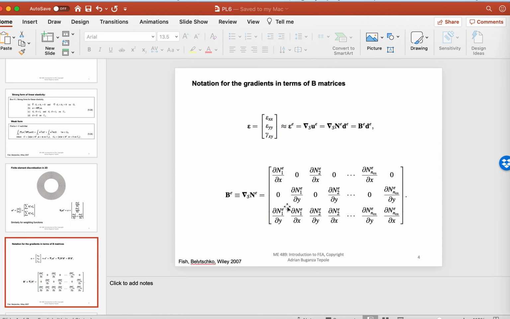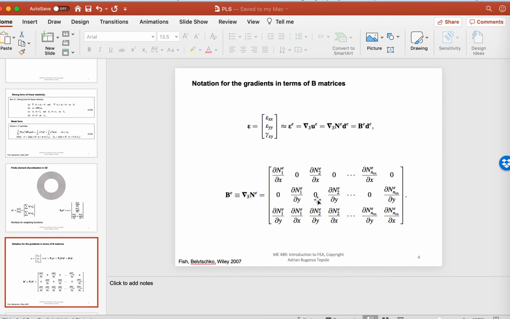The B matrix that I introduced, which has the gradients of the displacements, or basically the strains, also stays the same. If you remember, I wrote this a few lectures ago. Basically, you have 3 rows and then twice as many columns as the number of nodes per element. So you have, for example, the derivative of N1 with respect to x, 0, derivative of N2 with respect to x, 0, and so on. Then 0, derivative of N1 with respect to y, 0, etc. And then the cross derivatives for the shear strain.